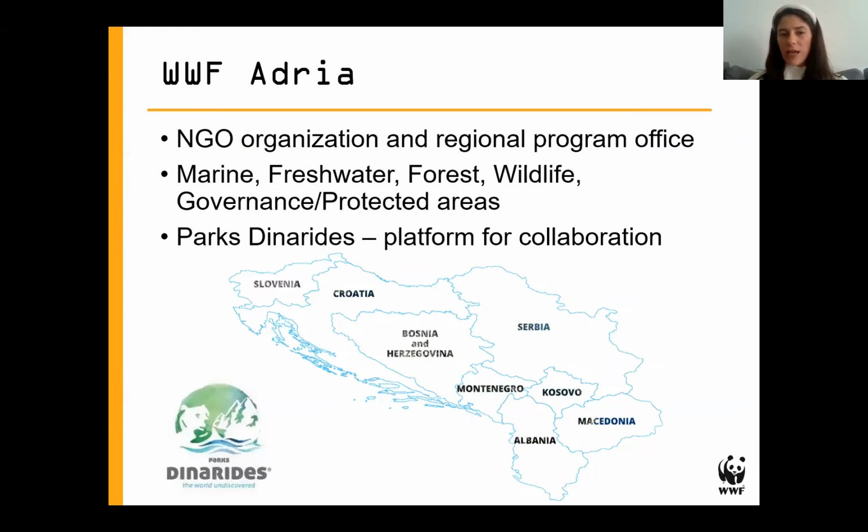So let me start. We have done the assessment in 8 countries. So you can see it's Western Balkans countries: Slovenia, Croatia, Bosnia Herzegovina, Serbia, Montenegro, Kosovo, Albania, North Macedonia. The main ecosystems in the region are marine, freshwater, and forest, and we also have important wildlife, governance and protected areas programs as part of WWF's work in the region. Here you can see the logo of our partner, and also of what we initiated: Parks Dinarides, which is a network of protected areas in the region.